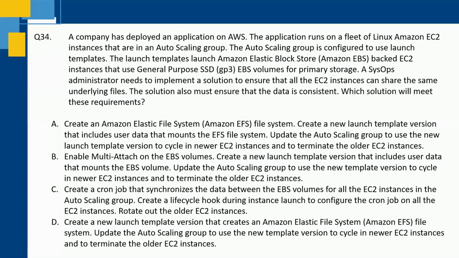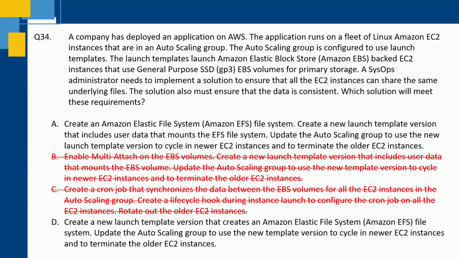And folks, the final option is create a new launch template version that creates an Amazon Elastic File System. Update the auto-scaling group to use the new template version to cycle in new EC2 instances and to terminate the older EC2 instances. Now, folks, you will need to make use of EFS. So you can rule out options B and C, which don't utilize EFS.